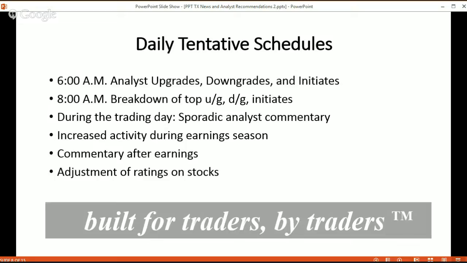And you'll see adjustments of ratings on those stocks. That's as we're currently in earnings season. Taking a little bit of a time check, we'll see a little bit of an increase in that type of activity.